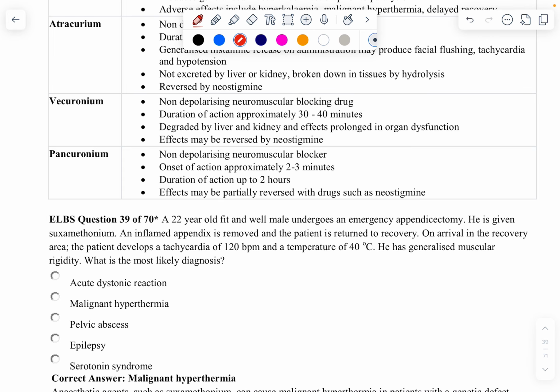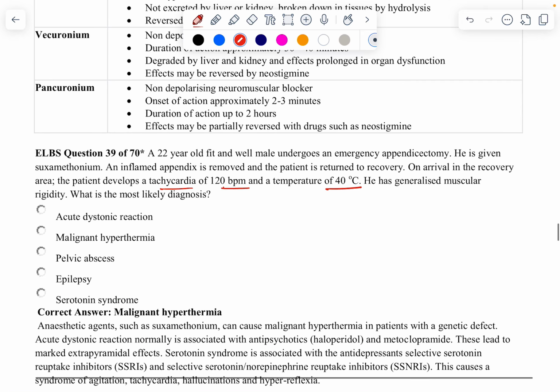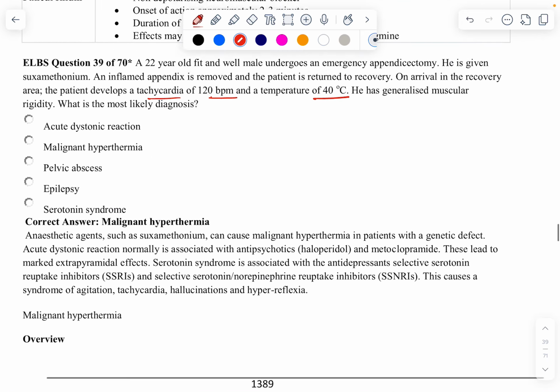A 22-year-old undergoes an emergency appendectomy for an inflamed appendix, successful, and on recovery the patient develops tachycardia and hyperthermia. It is again malignant hyperthermia caused by succinylcholine.